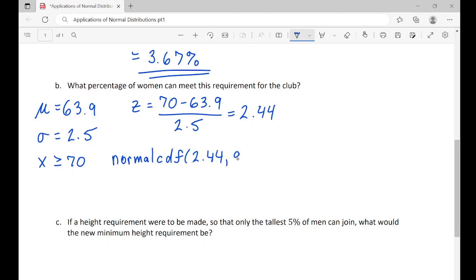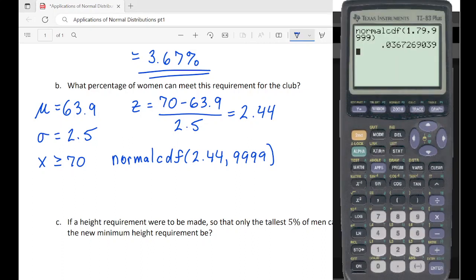2.44 to 9999. And again, we're just going to use our calculator and plug it in. So again, we're going to go back to second and vars, normal CDF, and we're going to put in our number, 2.44, comma, 9999. And we're going to get 0.0073.